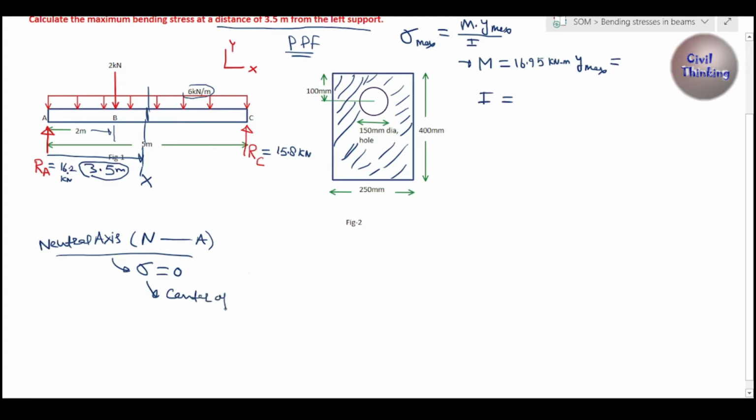And it is found the bending stress is zero at the center of gravity, or centroid. They are the same thing. It means we will find the location of center of gravity. At that location, that will be the location of neutral axis. So we found the neutral axis. So let's first find the center of gravity of this section.